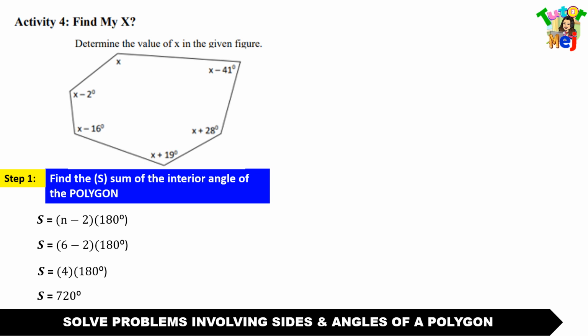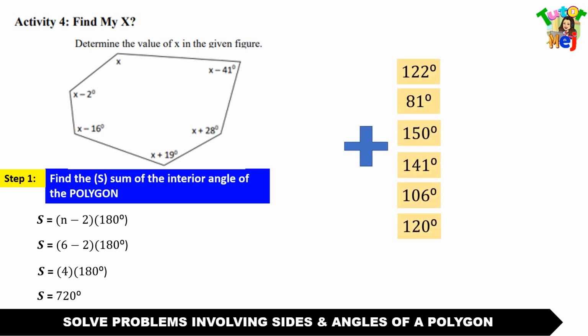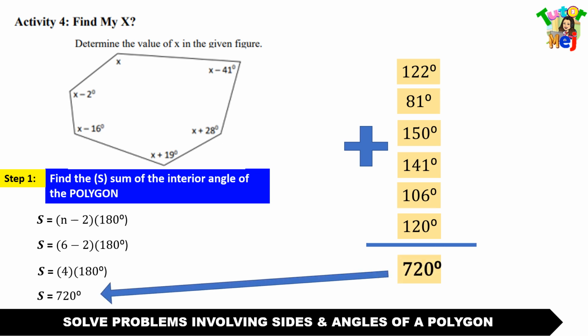Okay, to check kung tama yung ating sagot, we just simply add up all the angles we have obtained. Yan. Sum natin. We got 720 degrees. Ibig sabihin, pareho sila ng step 1 natin.